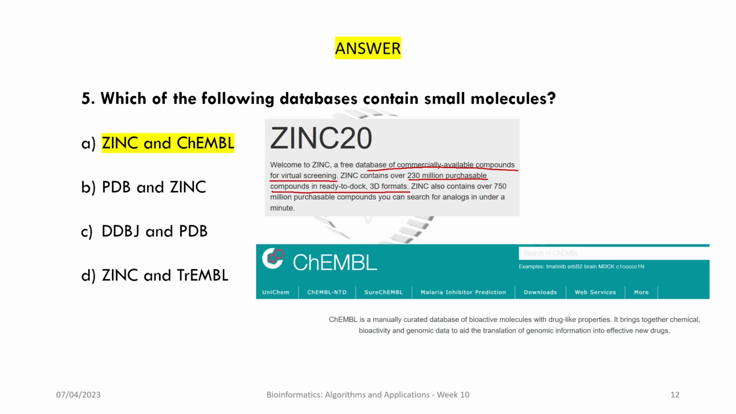It also contains over 750 million purchasable compounds. You can search for analogs in under a minute. ChEMBL is a manually curated database of bioactive molecules with drug-like properties. It brings together chemical, bioactivity, and genomic data to aid the translation of genomic information into effective new drugs. So it also has a disease-specific category for malaria. So a lot of information can be found in these databases for finding small molecules.